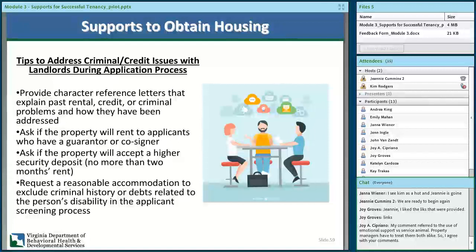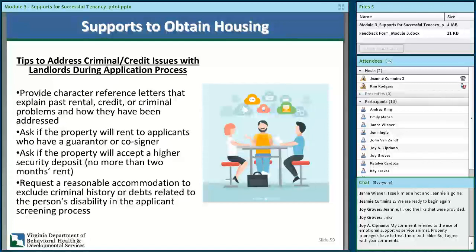Likewise, ask the landlord if the landlord will permit the applicant to rent if the applicant pays a higher security deposit. Now remember, security deposits legally cannot exceed the equivalent of 2 months' rent. The individual must have access to funds to cover a larger security deposit for this to be an option.